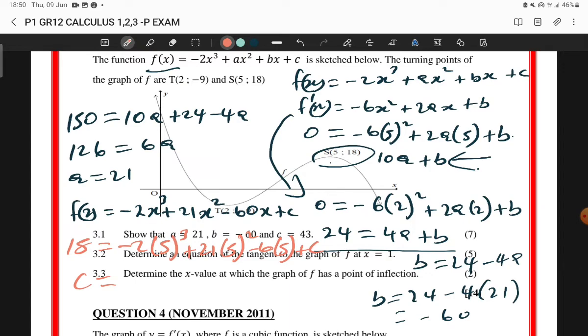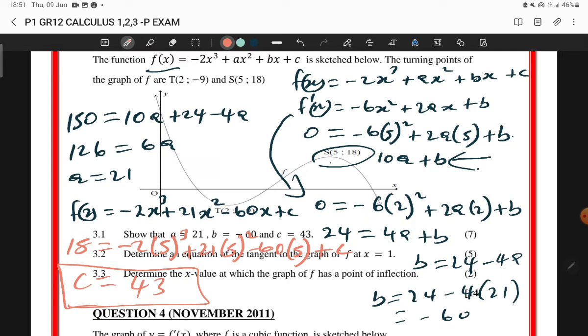plus 2 times 5 cubed, then minus 21 times 5 squared, then minus 60 times 5, then plus c. Then the answer for c is 43.